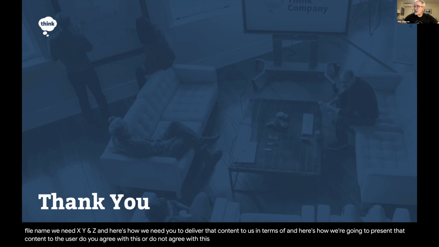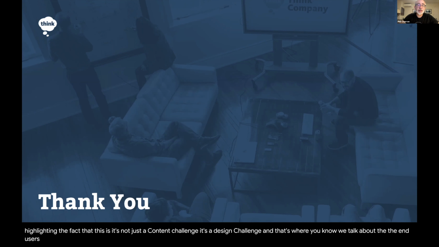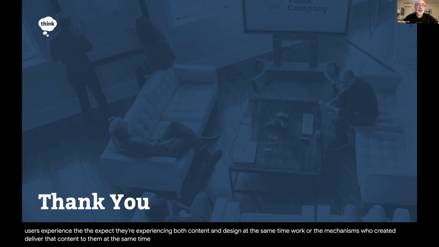Yeah, I think that's a great way to explain it, and I think you're highlighting the fact that it's not just a content challenge, it's a design challenge. When we talk about the end user's experience, they're experiencing both content and design at the same time, or the mechanisms that we created to deliver that content to them at the same time.